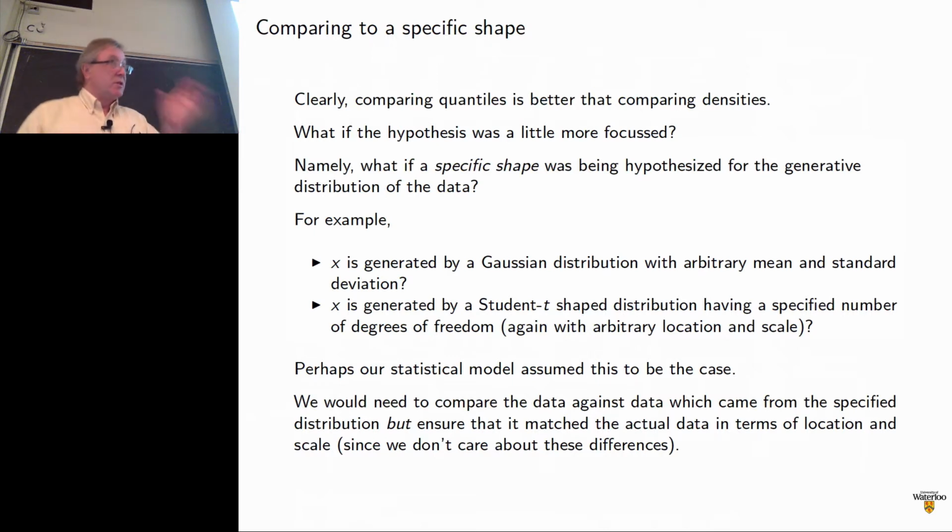Or some other distribution? Does it look like it's plausibly from a Student t-shaped distribution on some number of degrees of freedom? Right? With location and scale. So I can relocate and scale a Student t like I can any other distribution. And oftentimes you have a statistical model that's assumed some particular distribution for the data, and you'd like to assess that. So what we need to do is compare the data against data from that distribution, but make sure that data from the distribution matches the data that we have in hand in terms of location and scale, because we don't care about those differences.